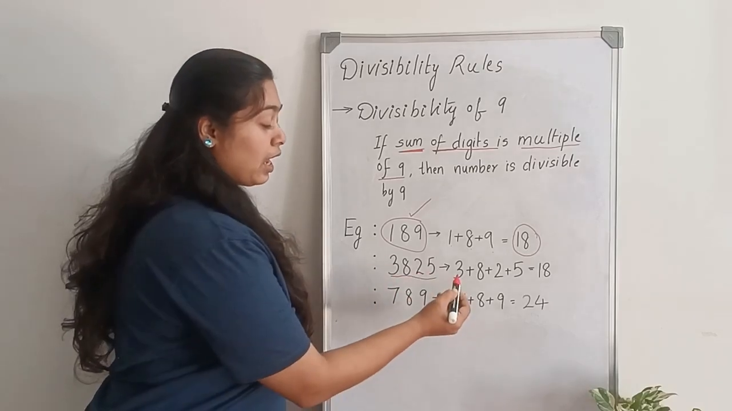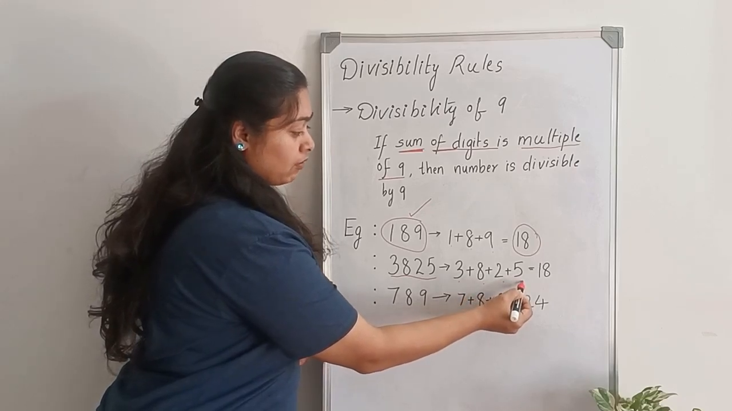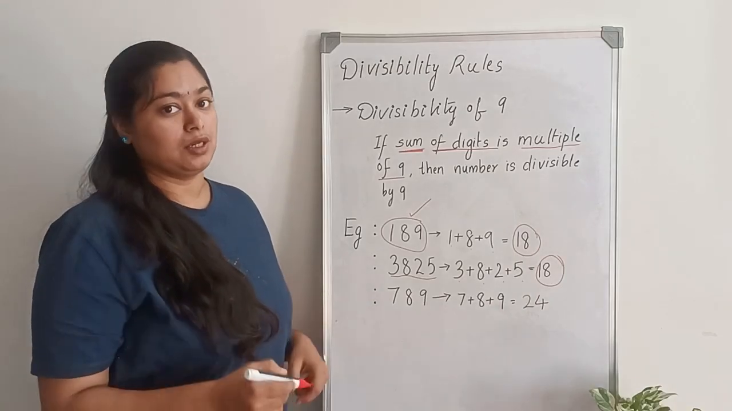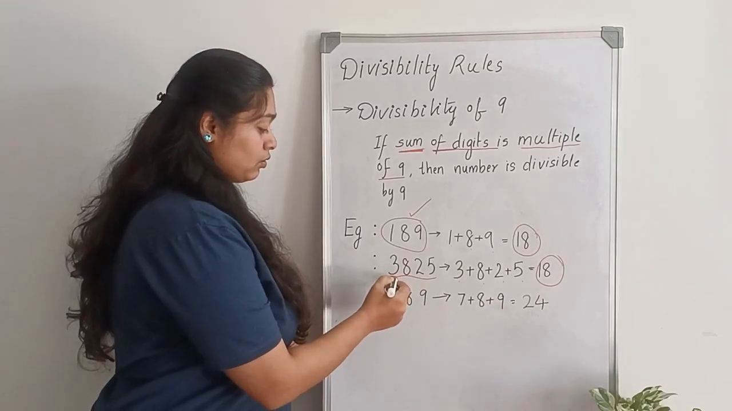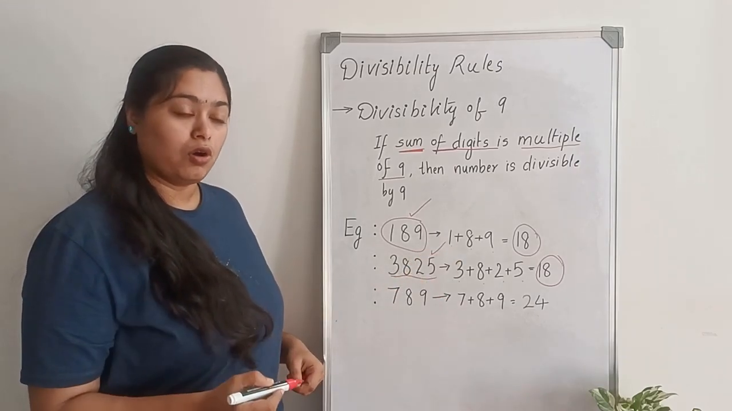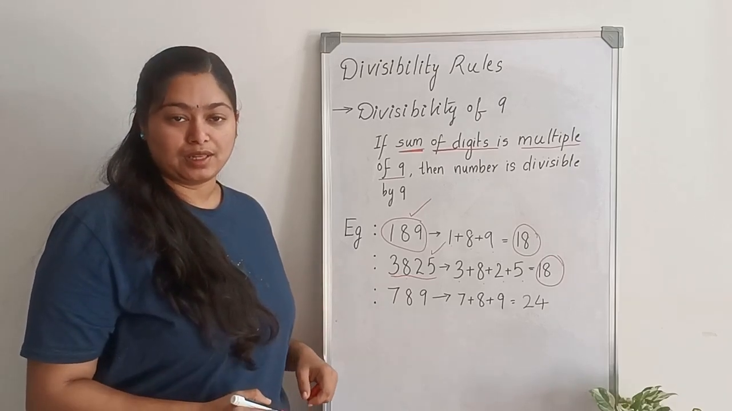One more example, 3825. So adding the digits, 3 plus 8 plus 2 plus 5. Again I got the sum as 18, which is again a multiple of 9. So 3825 is also a multiple of 9, or this number can be divided by 9 without leaving a remainder.